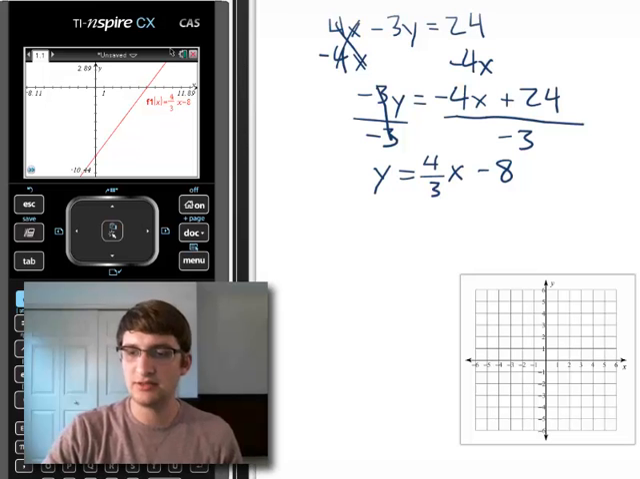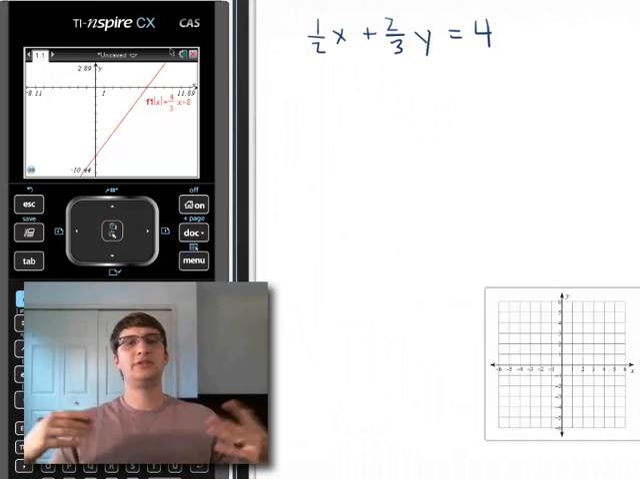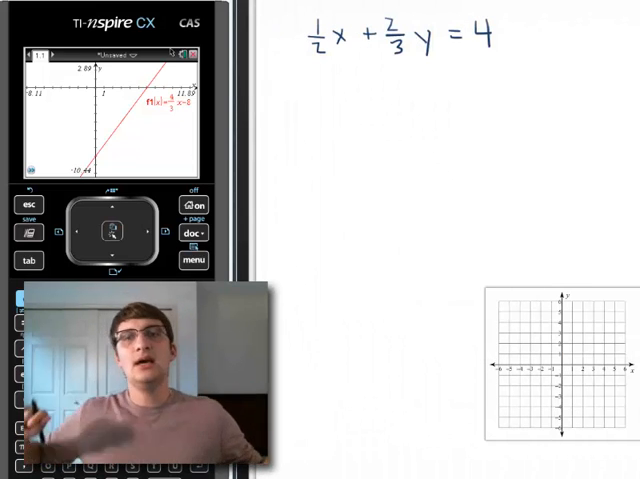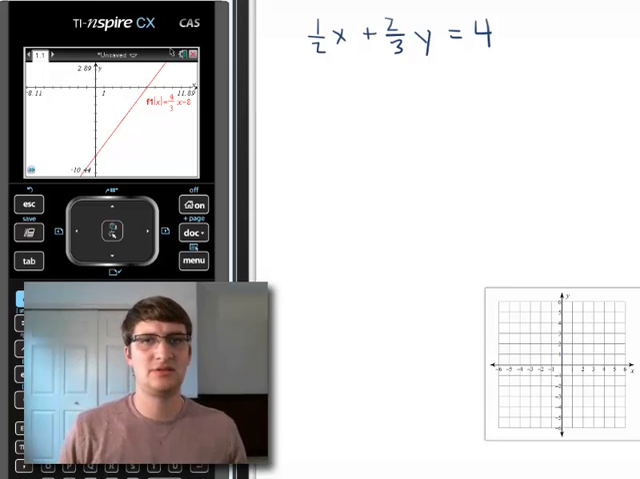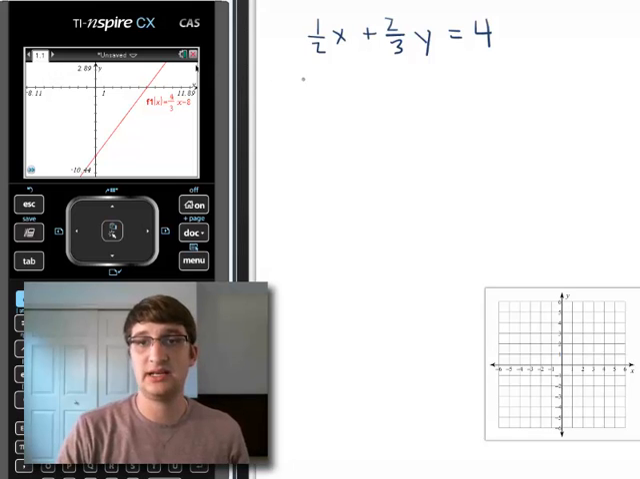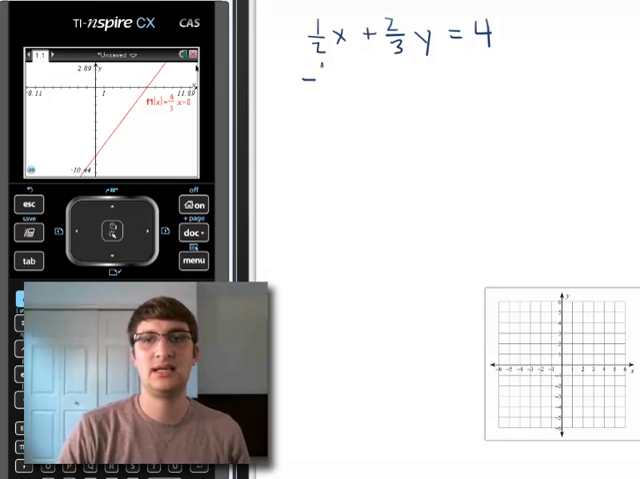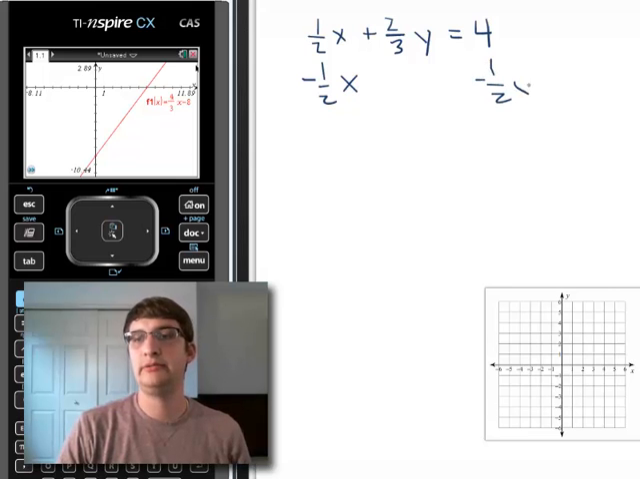Okay, let's go ahead and do the last example for today, which involves fractions. Ooh, scary. But guess what? Let's just go ahead and attack it the same way we've been doing the other 2 problems, okay? So first of all, I'm going to subtract negative 1/2 x from both sides. Yeah, so let's just do that.